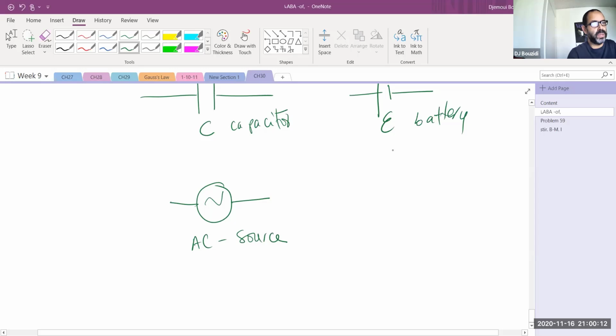Usually, you need two things. For the battery, you need the EMF. For the AC source, you need the maximum voltage, V naught, and you also need the frequency or omega, the angular frequency, one of the two, because it's varying. How often is it going to go up and down? So you need two things for this one. And then we discovered also switches, and those are on and off only, so that's a switch.